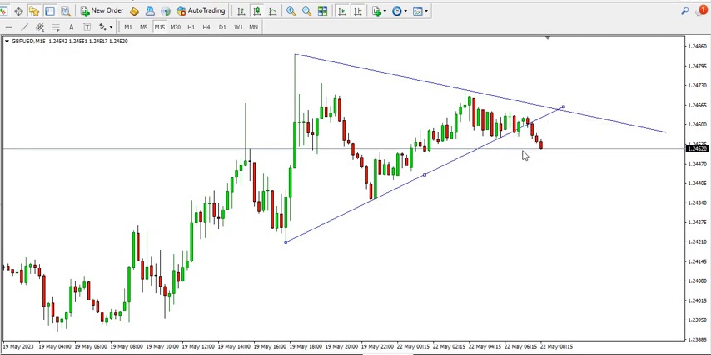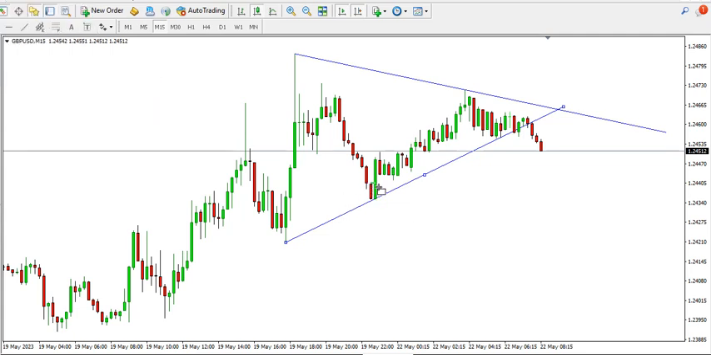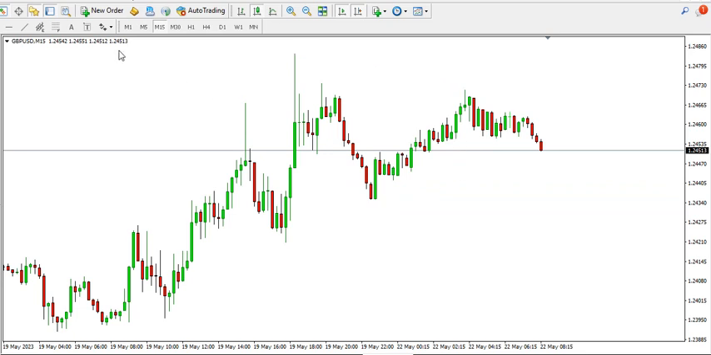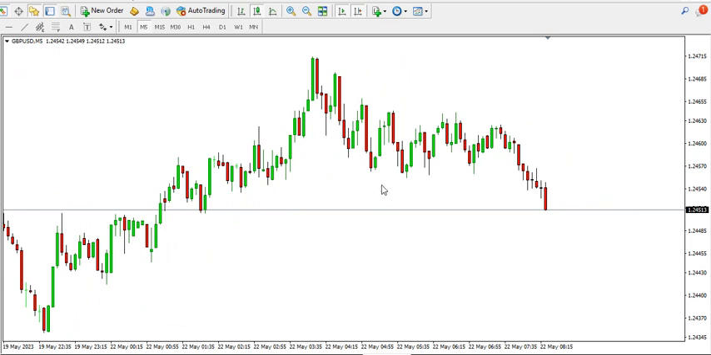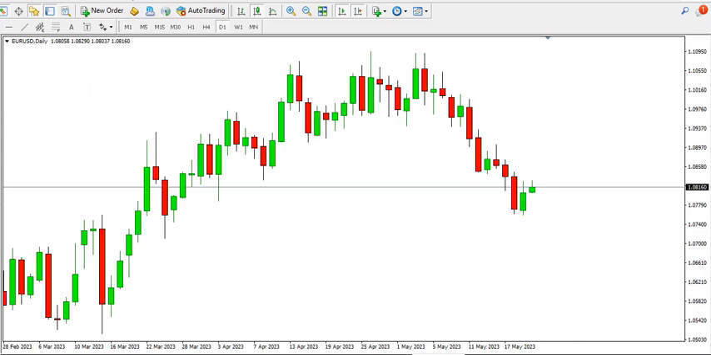So you might want to join the sellers in selling to this level, the 1.24388 level. So for now the price of cable, GBPUSD, is dropping on the 15 minutes time frame. On the 5 minutes time frame, it's also dropping. On the 1 minute time frame, it's also dropping. So you might look for short opportunities.